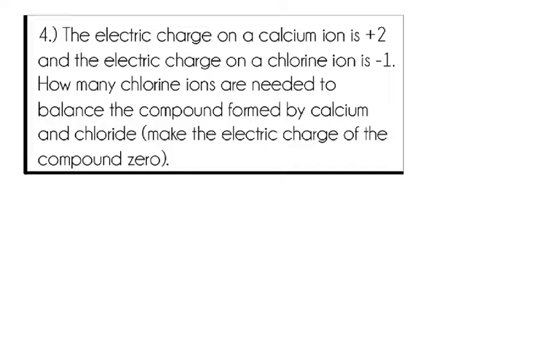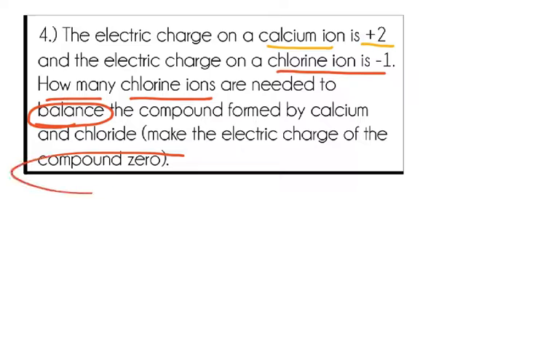Here we have one. It says the electrical charge on a calcium ion is a positive 2, and the electrical charge of a chlorine ion is a negative 1. How many chlorine ions are needed to balance the compound formed by calcium and chloride, to make the electrical charge of the compound 0? Now, honestly, you do not need to know what an ion is. You do not need to know how to form a compound. You don't need any of that. What you need to pay attention to here is that we're looking at calcium as a positive 2, chlorine as a negative 1. And we need to know how many chlorine we need to balance, that's the key word, the compound. That means that we want it to go to a 0.